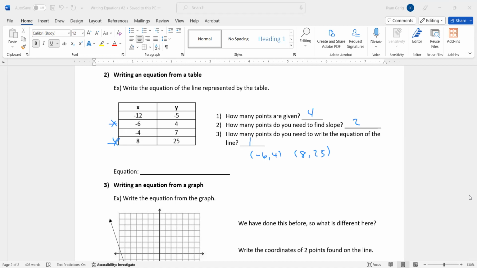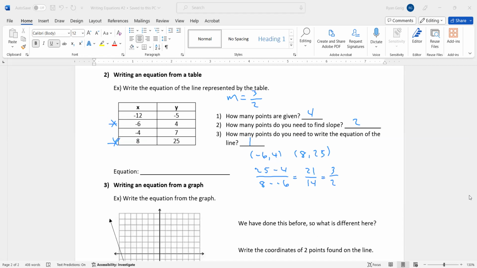So we're going to find the slope, y2 minus y1 over x2 minus x1. 25 minus 4 is 21. 8 minus negative 6, or 8 plus 6 is 14. You can divide both of those by 7. 21 divided by 7 is 3. 14 divided by 7 is 2. So my slope is, hold on. My slope is, I'm going to write this up here, 3/2.